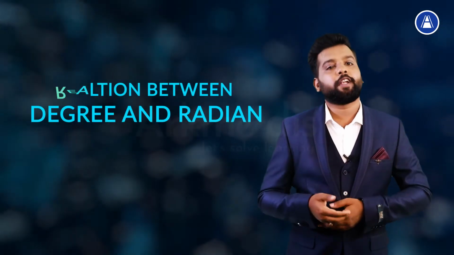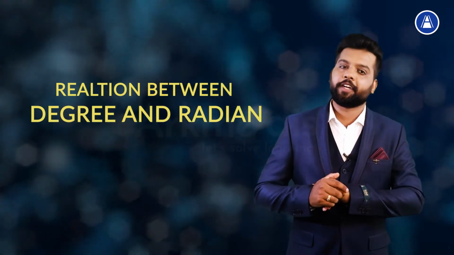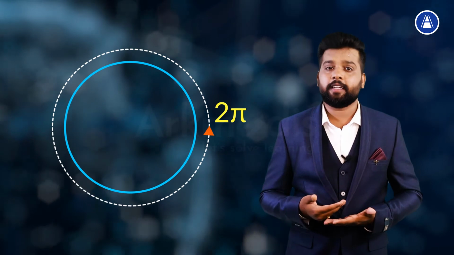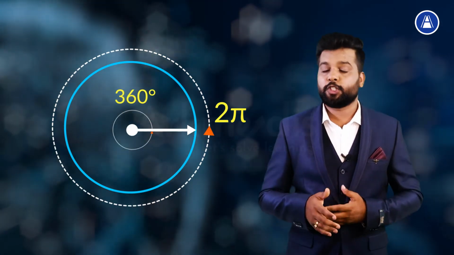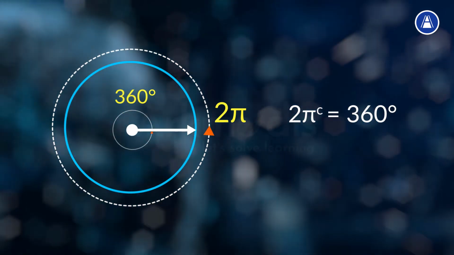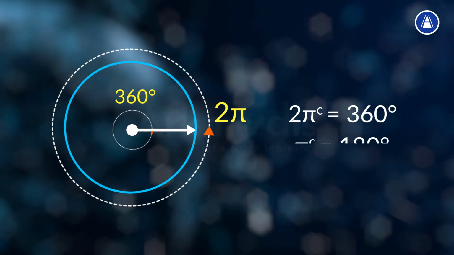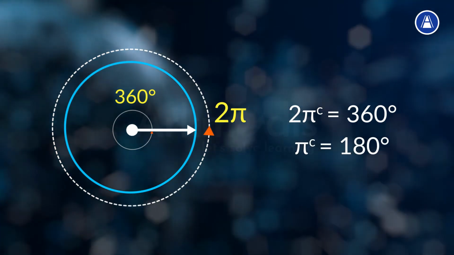Similarly, we will find out the relation between degree and radian. We know a circle subtends an angle whose radian measure is 2 pi and its degree measure is 360, which means 2 pi radians is equal to 360 degrees, or we can say that pi radians is equal to 180 degrees. So this is the relation between degree and radian, and this enables us to express a radian measure in terms of a degree measure and also vice versa.